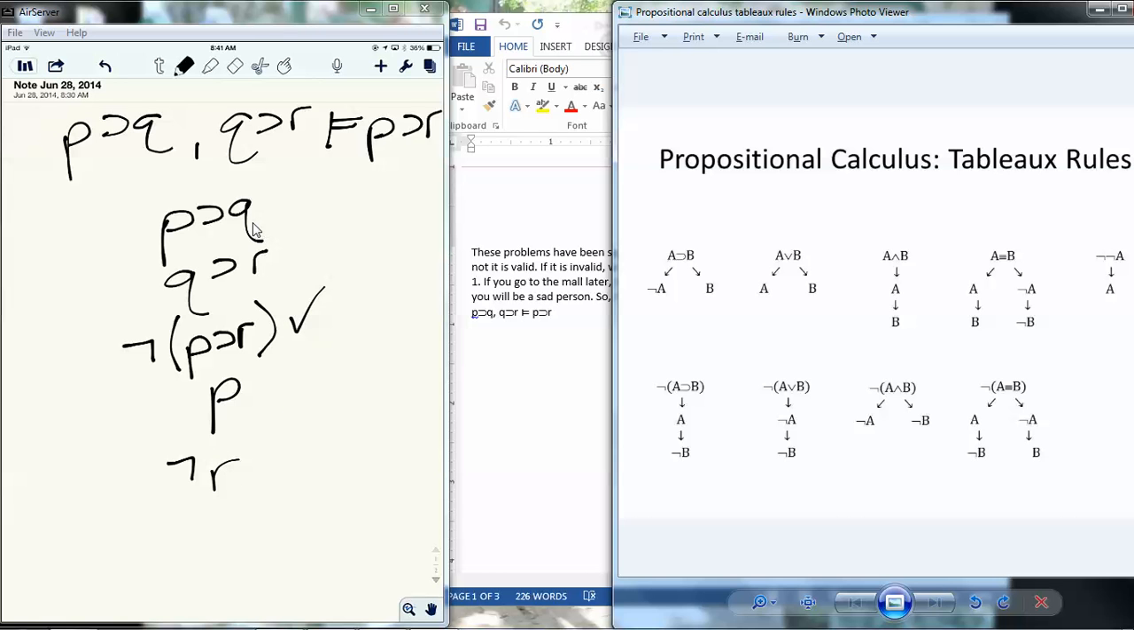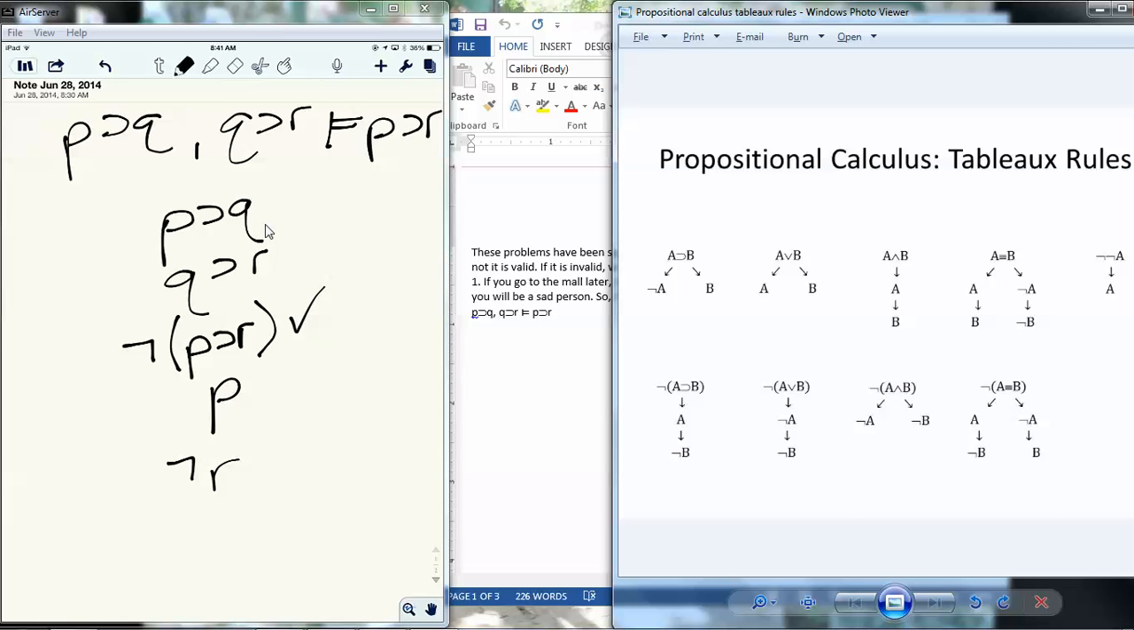Now I have if P then Q, which is like if A then B. So whatever's in the A slot is going to be not A, and whatever's in the B slot is going to be B. P is in the A slot, so that's going to be not P. Q is in the B slot, so it's going to be just Q.